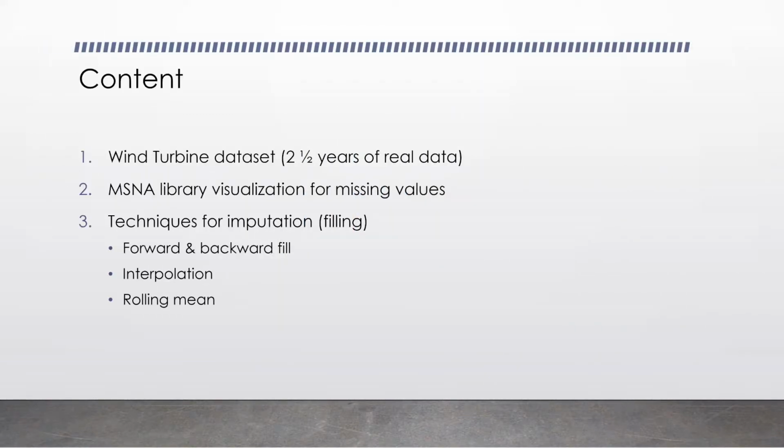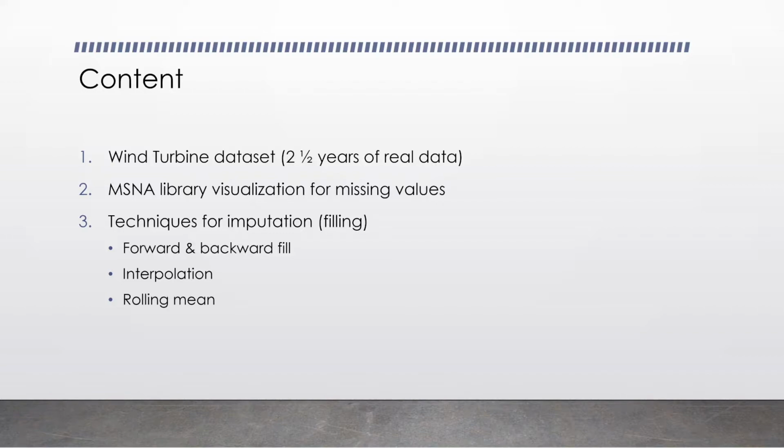A short preview of the content we're going to go through today. We're going to start with using a wind turbine dataset containing real data for 2.5 years. The reason I picked this dataset is because it is a challenging dataset to visualize in one place, where we have missing values and particularly periods of missing values, and be able to understand how many of them are available for each feature in the dataset.